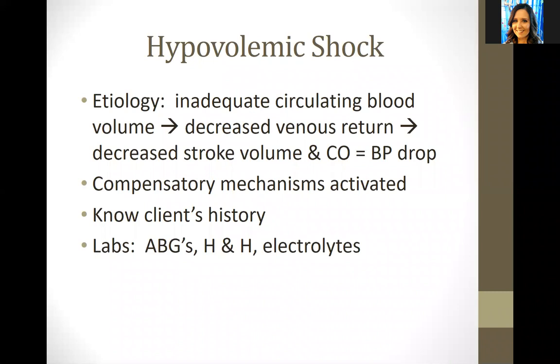So now let's talk about the different types of shock. And when we talk about the different types, it's basically what is causing the shock, so the underlying cause. So the first one is hypovolemic shock. So basically, we don't have enough blood volume. So hypovolemia. It's our most common type of shock.